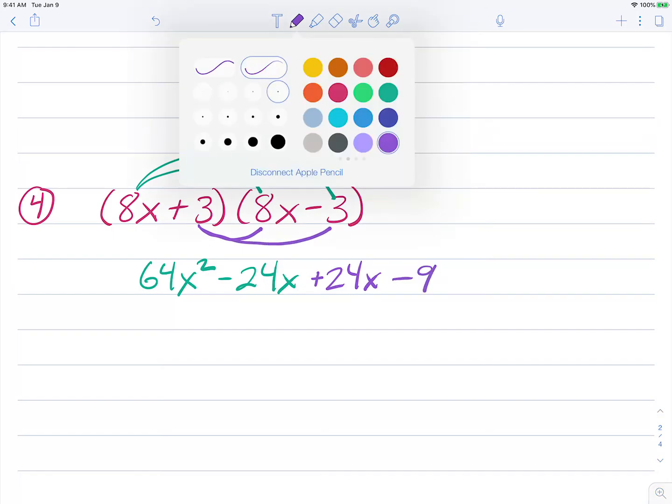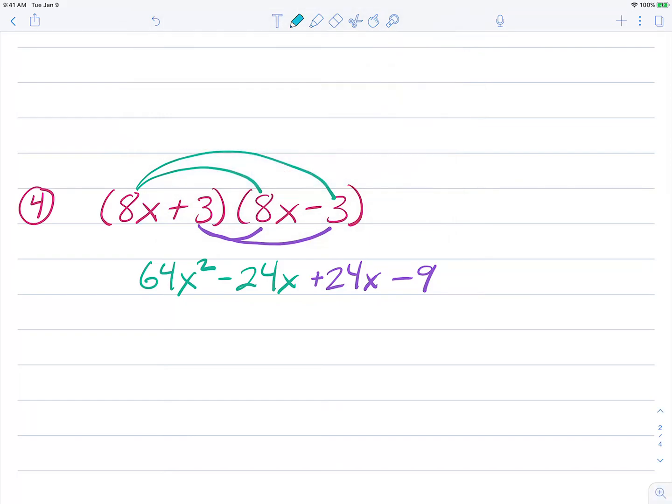Now, if you look at this problem, you'll notice that the inside terms, the x terms, add to 0. This means that these are gone. This is only a 64x squared minus 9. Now, I'd like you to look at the way the problem is written. There is a specific reason, and we will be coming to it later when we factor as to why the middle terms are gone based on what the problem looks like. Okay, so you're going to come across a couple of those on your assignment.